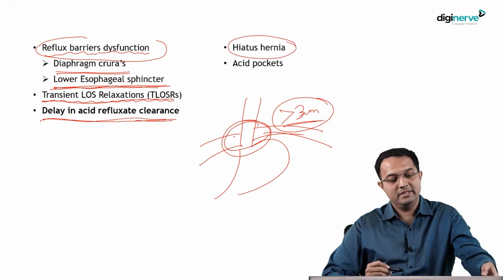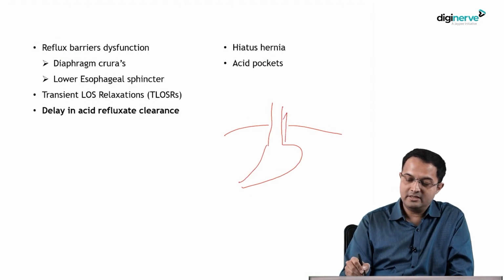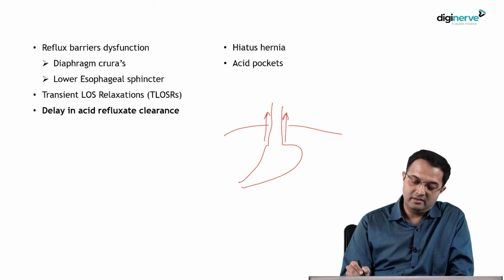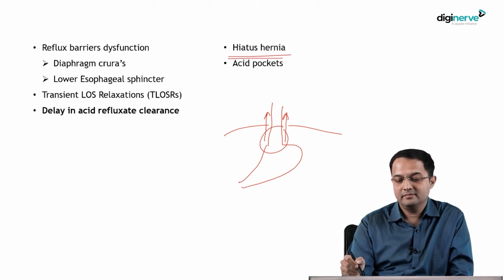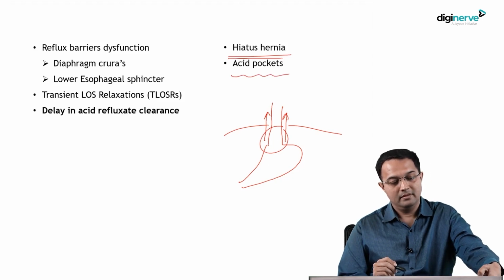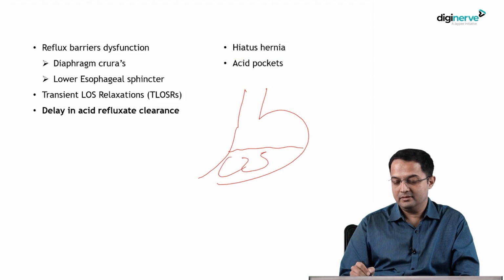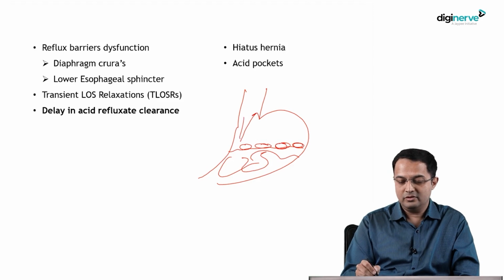Hiatus hernia: many of the patients will have hiatus hernia. This is the diaphragm, and this is the esophagus. Through the hiatus things are going to go up, with migration of the gastroesophageal junction upwards. That is when you have a hiatus hernia, and it will predispose to GERD. And there are some acid pockets. If you look at the stomach closely, whenever you eat something, there are food particles here, and there are some acid pockets here. If these acid pockets are not neutralized, then they will cause gastroesophageal reflux disease.